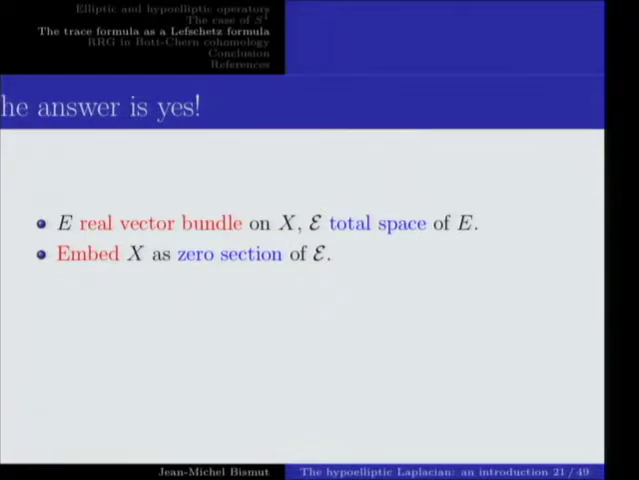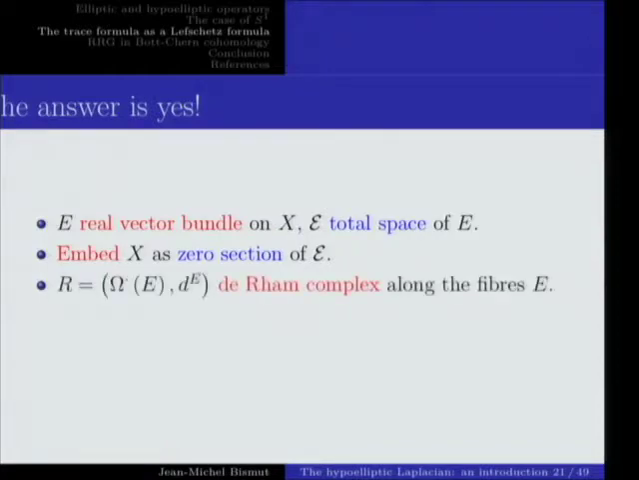So let's first explain that the answer to the question, is it possible to do this, is yes. Let me show in what sense the space of smooth functions on a manifold can be viewed as the cohomology of something natural. You take E, a real vector bundle on X, you call script E the total space of the vector bundle, and you embed the manifold X into script E as the zero section.